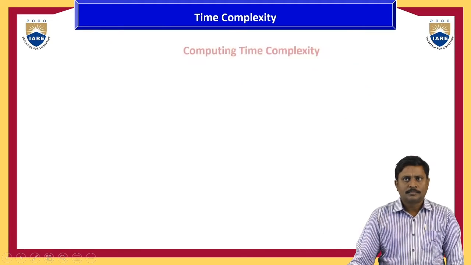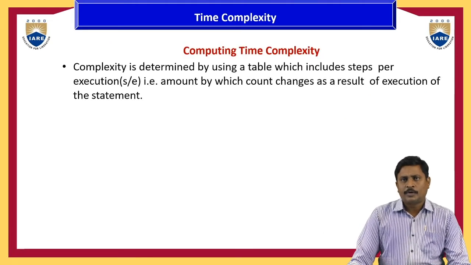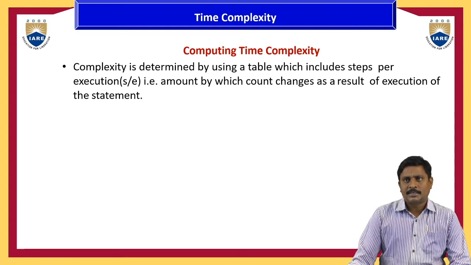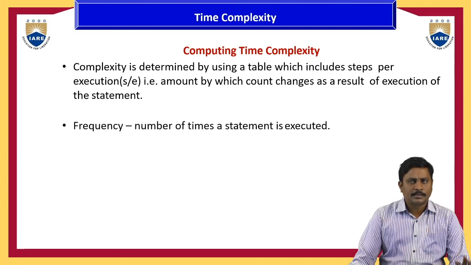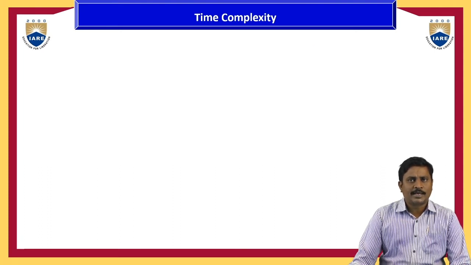Next, computing time complexity. Time complexity is determined by using a table which includes steps for execution, that is, by which the count changes as a result of execution of the statement. Now here you see this algorithm. So in this method we calculate using tables. In the tables we write the execution time and amount of time for each and every statement. The number of times a statement is executed is called the frequency.